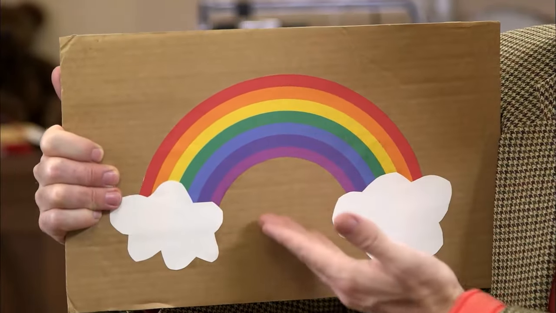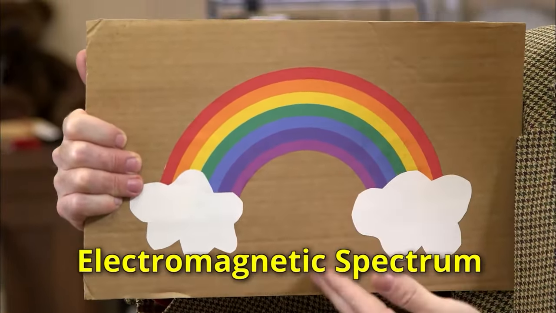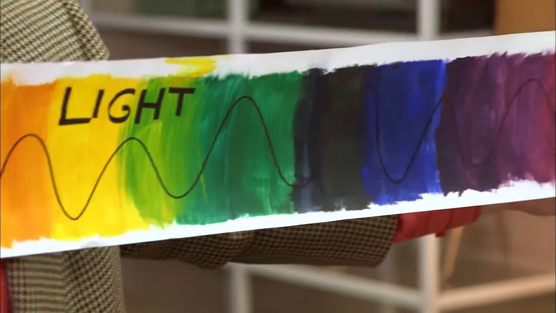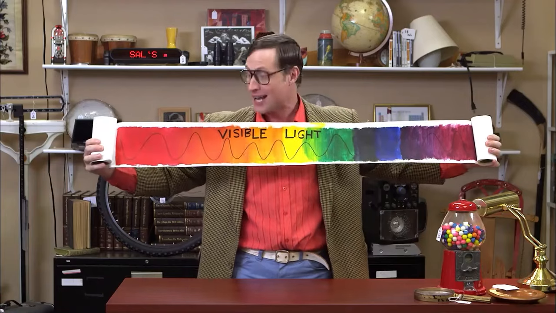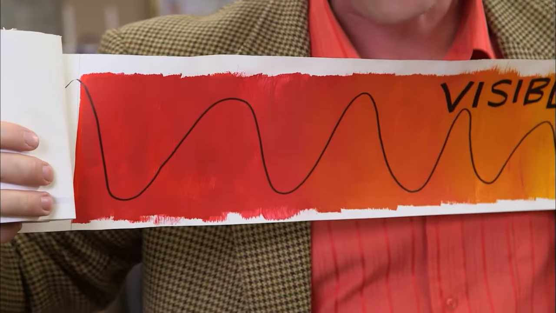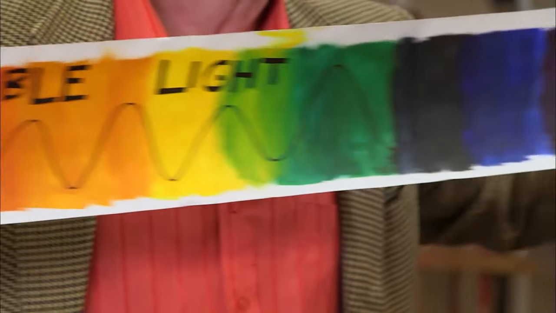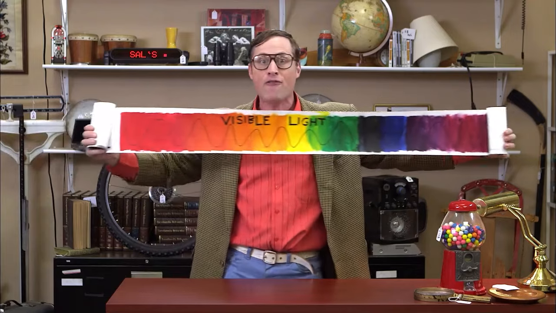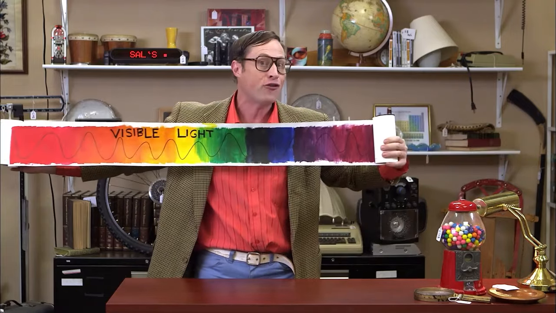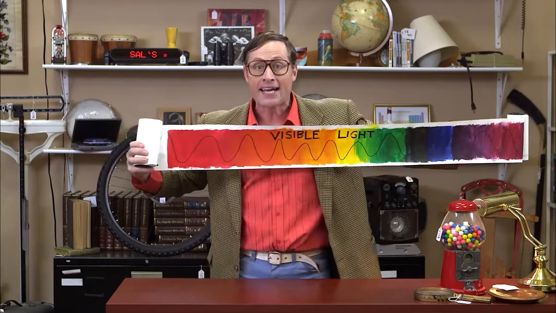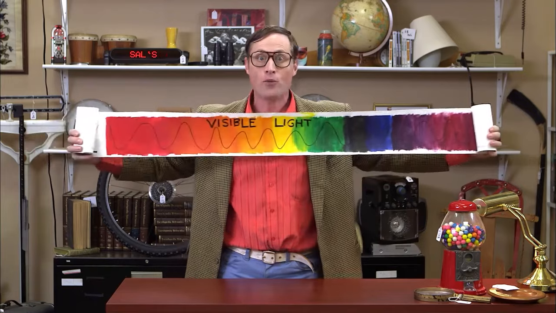Well, it all has to do with the electromagnetic spectrum. This is visible light. All the colors of the rainbow. And take a look at that little black line that goes up and down there. That's the frequency of the light. Light is a wave. You see the wavelength is a little wider out here on the red side, and it's a little closer together here on the violet side. That's because every color of light has a different length of wave or wavelength. And that is what makes them different when we look at them.